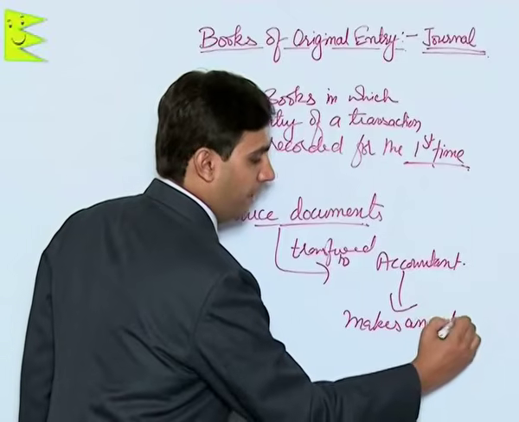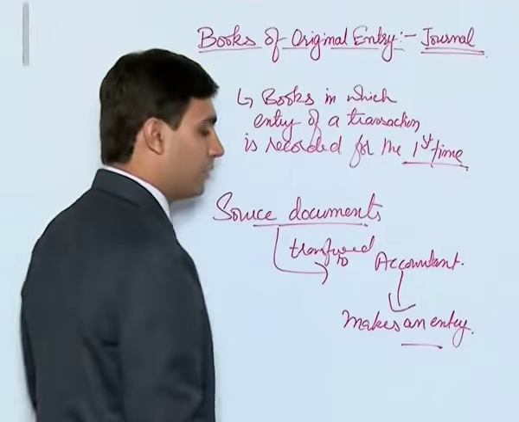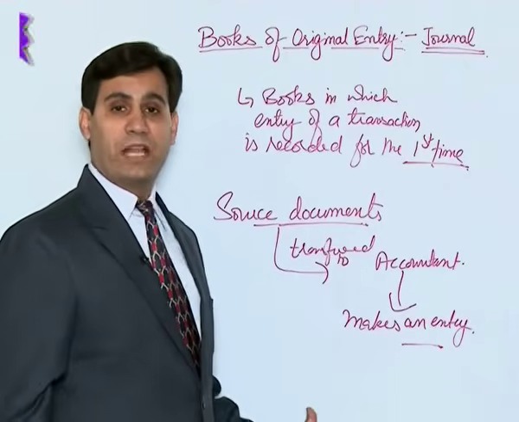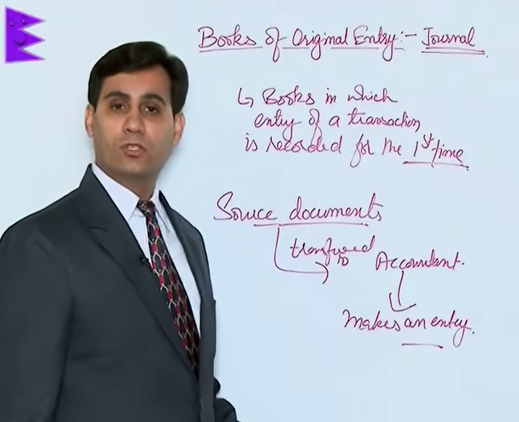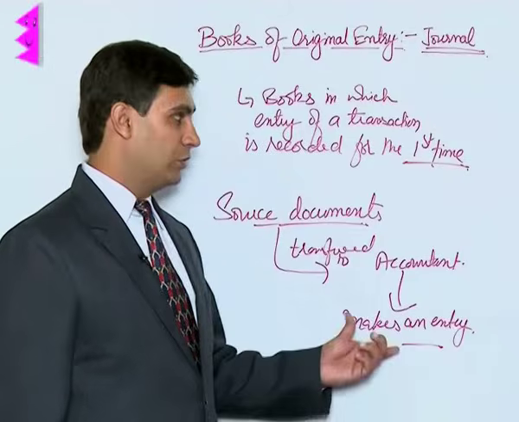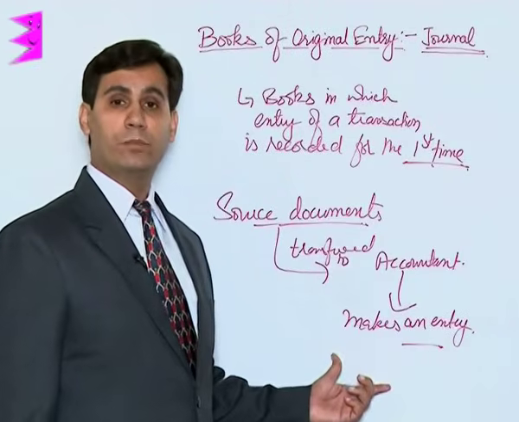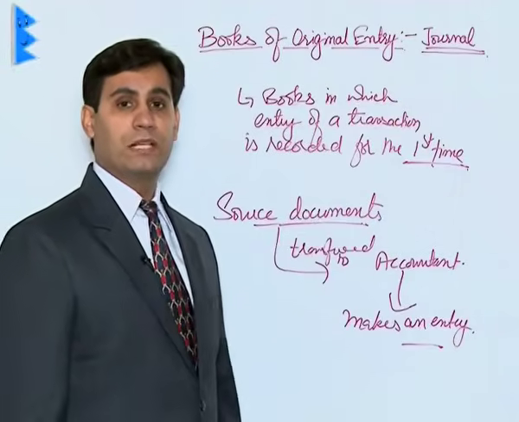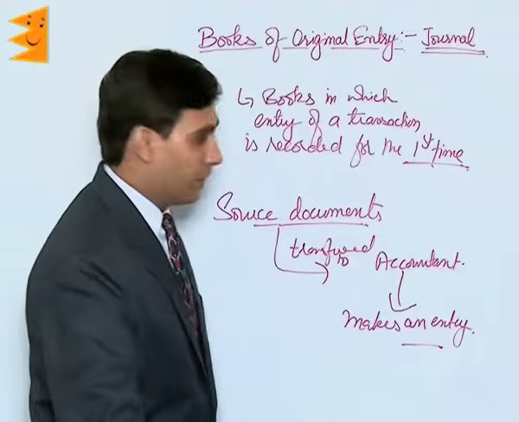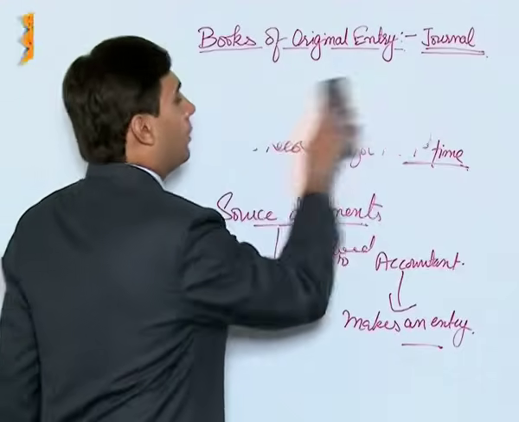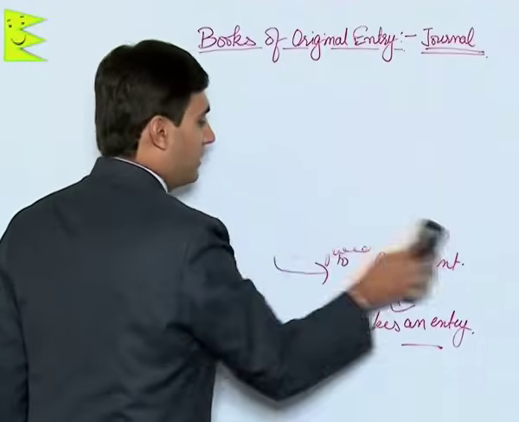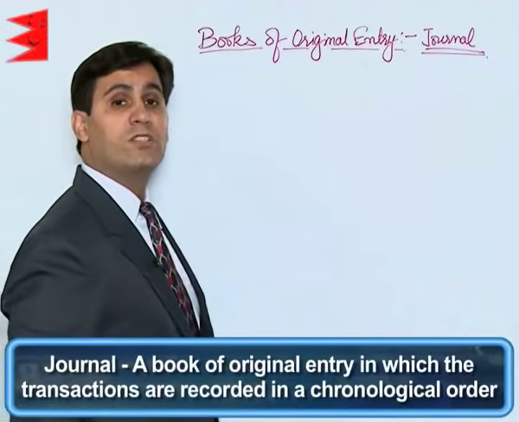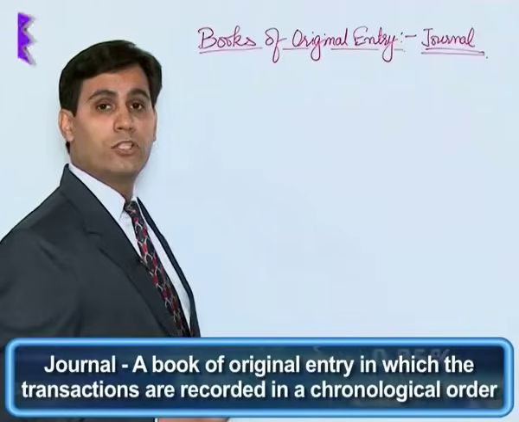Makes an entry. Now students, we all know now that entry does not mean just writing like a paragraph. It means proper application of rules. So now this entry is made in a particular book which is referred to as journal. So the first principal book that we are going to do is journal. What is a journal? Students, journal can be classified as a book of original entry in which the entries are made in chronological order.